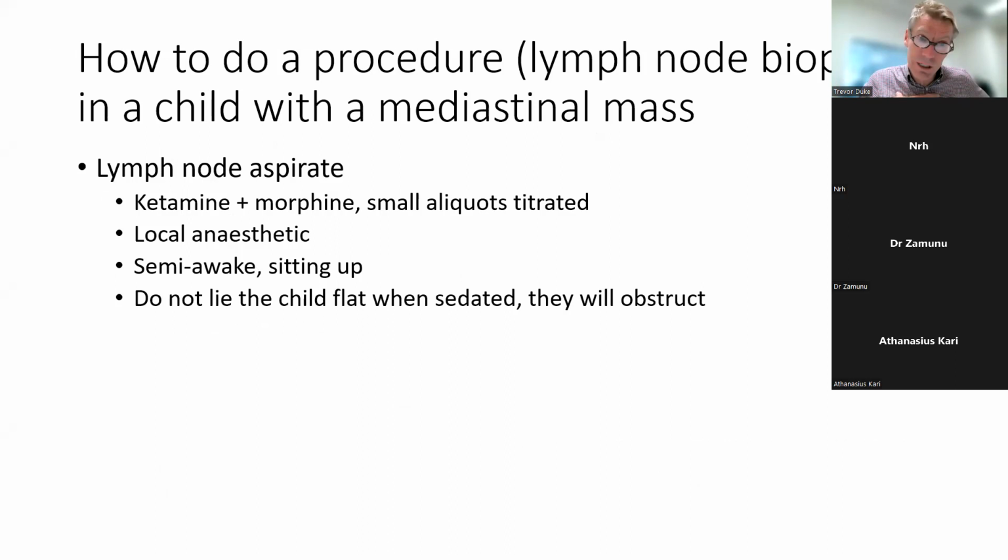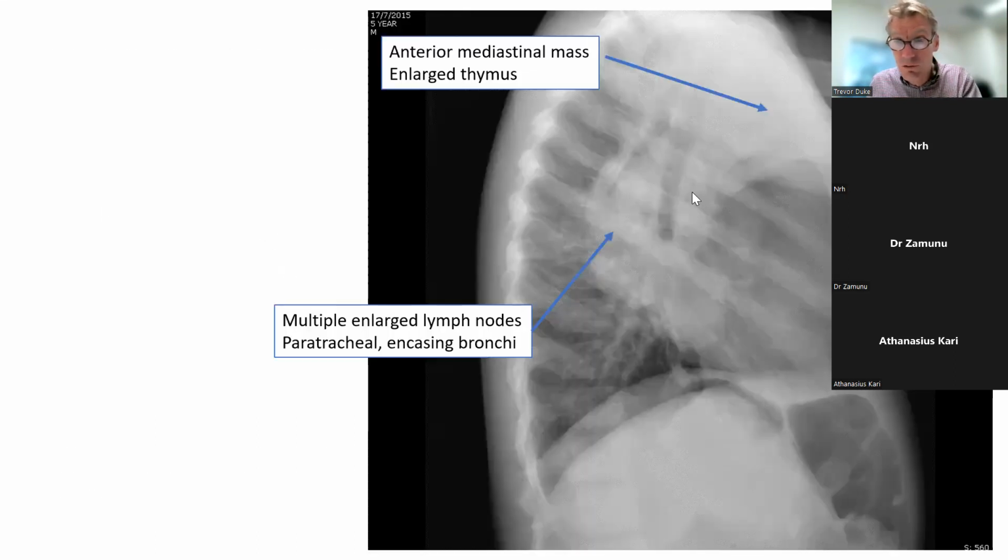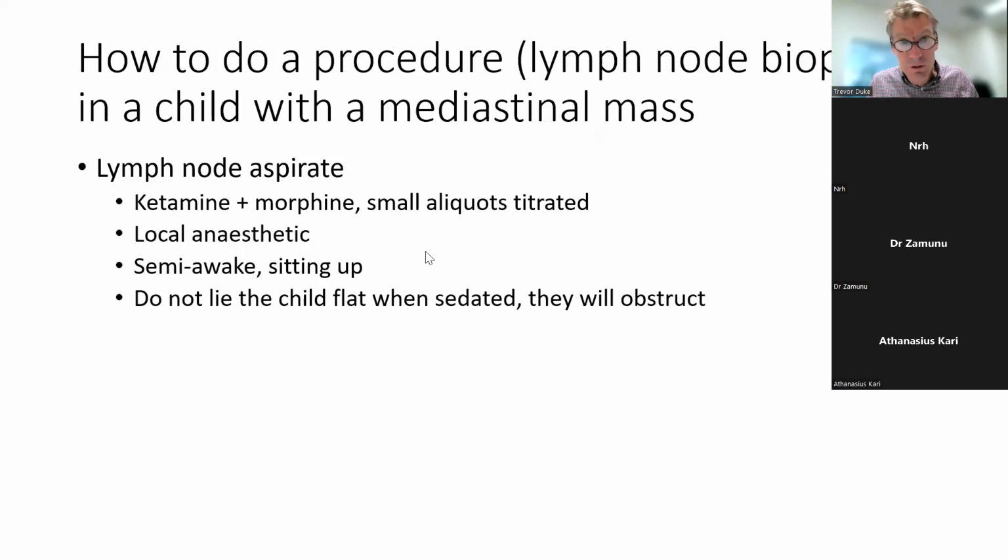If you've got a child who's got a mediastinal mass, it's very important that it's done without the child lying down. If you lie this child down, he'll get obstruction, because the mass will just rest back on his airways, and it will cause obstruction. So you need to do it with the child sitting up, and you can give a bit of ketamine or a very small dose of morphine just to settle him down.